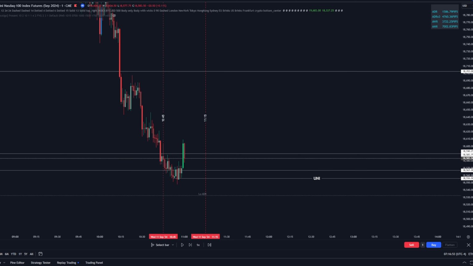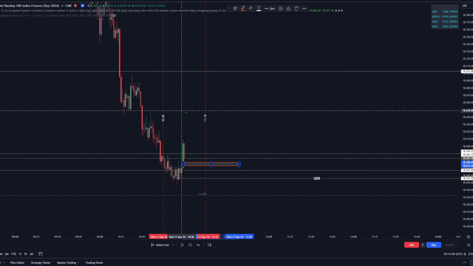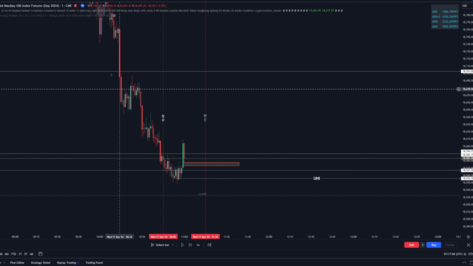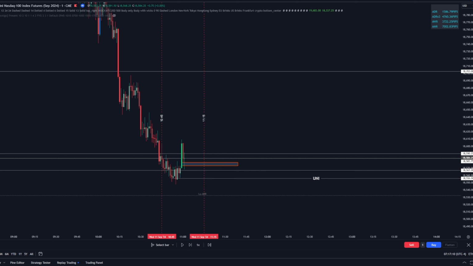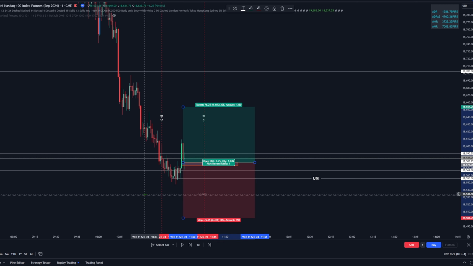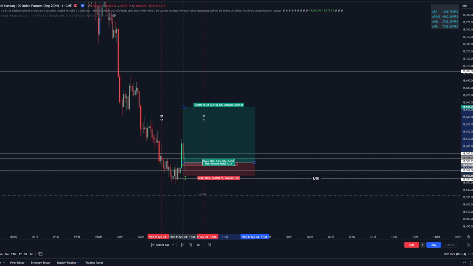Okay, boom. So there you go. Right in here is your fair value gap. It's a very small one, but like I say, with this green candle pushing up, I know that this is high probability. So bang, now you're in. You're in the trade. You're now into the trade.